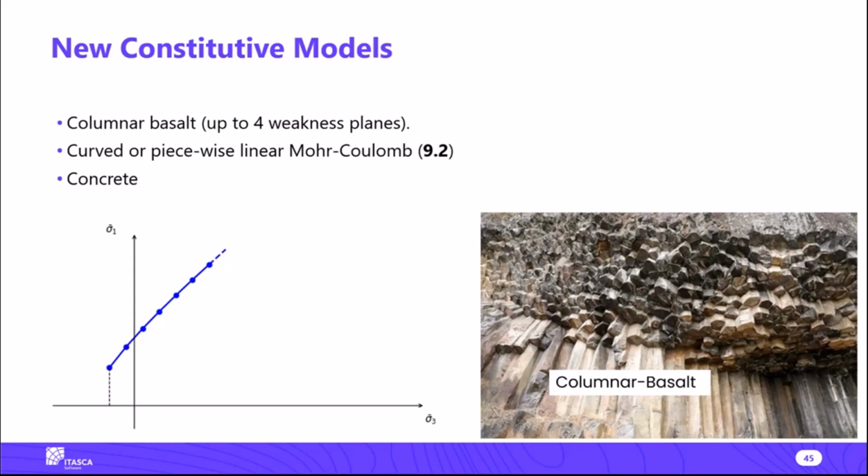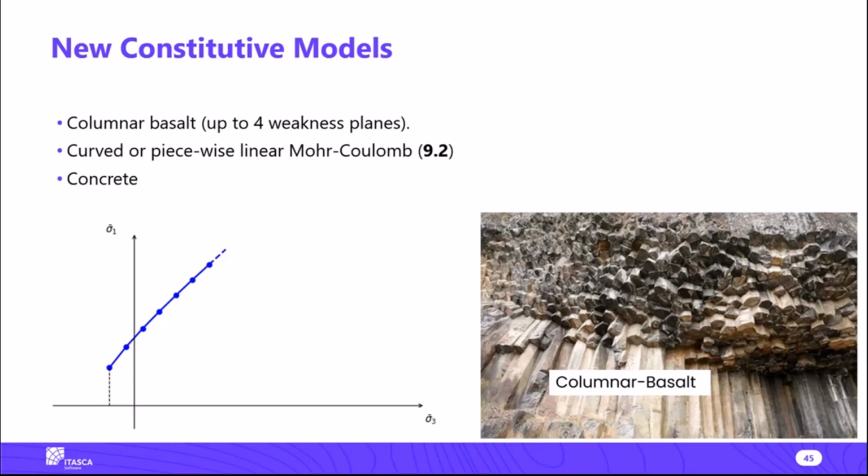There are some new constitutive models. One is columnar basalt. This was actually developed as part of a project related to looking at dams in China, where they often have these columnar basalts, and how you would go about modeling these things. It's more or less the ubiquitous joint model, but you can specify 4 different joint sets. In this way, you can model these types of systems.